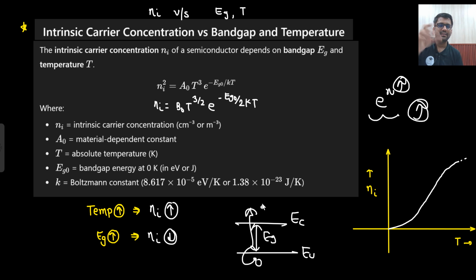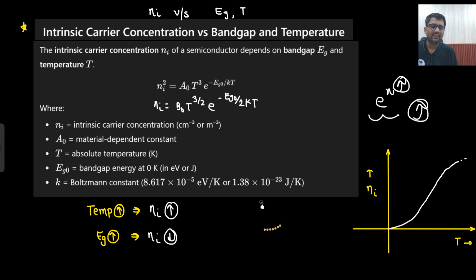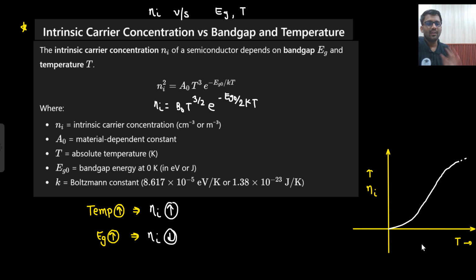Now if Eg increases, that means the gap between conduction band and valence band will increase. So at lower temperature it might happen that the electron is not getting enough energy to go from valence band to conduction band. That means the carrier concentration will decrease. That's it. Or from the formula as well you can see it. Very simple. Within 10 seconds you will be able to revise it, and this is the graph which can be coming in your examination. So this was about our intrinsic carrier concentration.